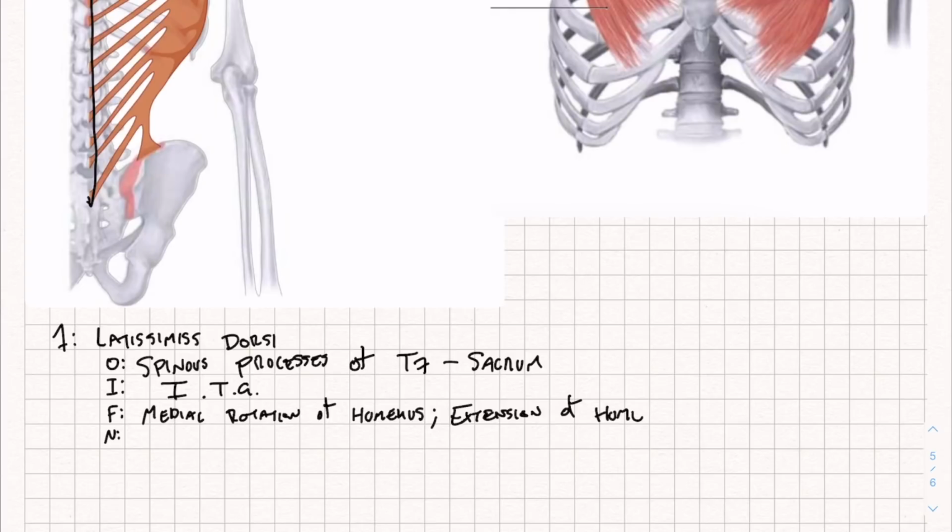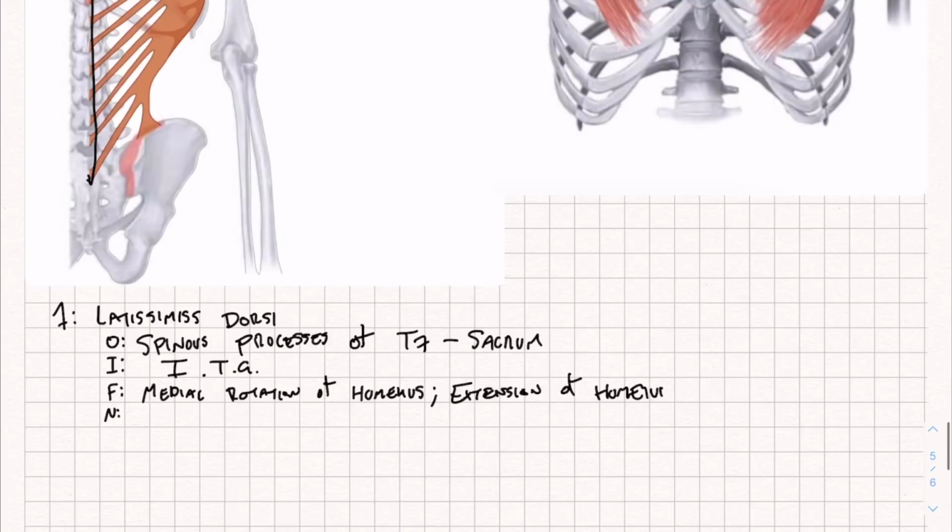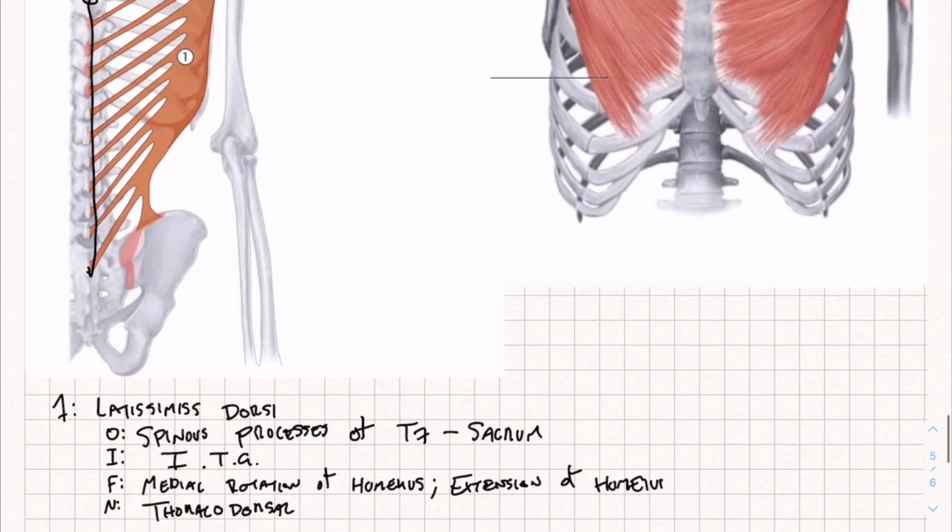of the humerus because it's coming from posterior. It's extension of the humerus, especially if that humerus is flexed. So think about doing a pull-up. Your shoulders are flexed, and then when you do a pull-up, you're extending those shoulders back. So extension of the humerus. The nerve that innervates this is called the thoracodorsal nerve. So there's your latissimus dorsi.